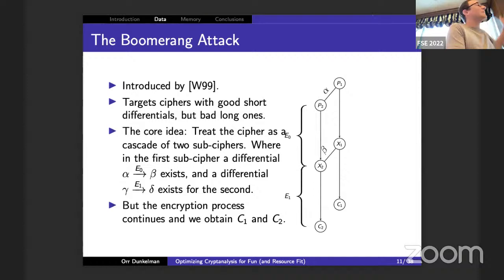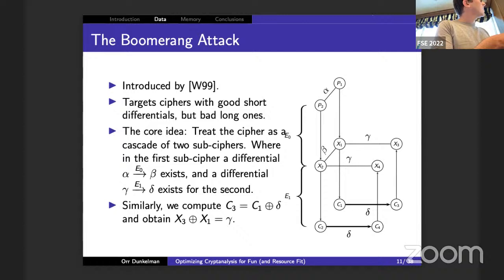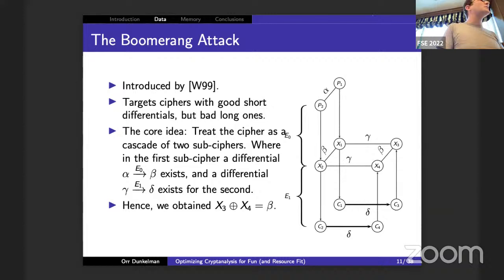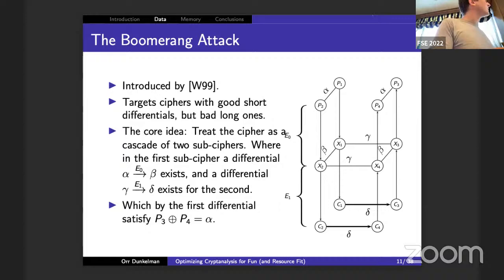Luckily for me, I have a second characteristic, gamma goes to delta. So we can XOR delta into C2 and get a new ciphertext. When you decrypt it, with good probability you're going to get gamma here. If you do the same with C1, that becomes C3, and you get gamma here. Gamma difference, beta difference, gamma difference. That means that you have a beta difference here. And if you're working with differentials, not with truncated differentials, it is very easy to see that this goes back to alpha with very high probability as well. If you assume that everything is independent and everything works well, then the probability of this entire mess is p squared q squared: the probability of the first differential squared and the second differential squared.